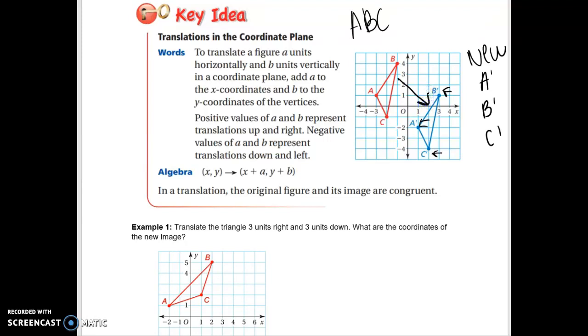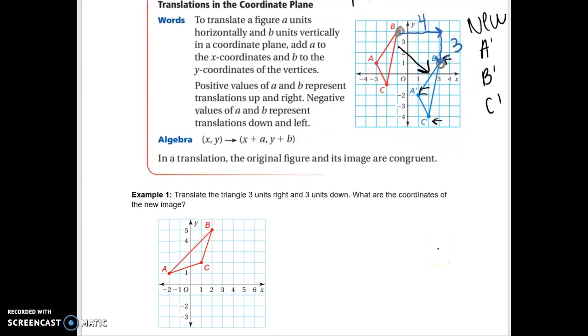So as you can see, the figure is the same size and the same shape. It was just moved. And then to figure out how much it's moved, you go from the same B points. So from here to here, and you can see that it has moved 1, 2, 3, 4 to the right, and then 1, 2, 3 down. So that's what you do to every single point, and that is a translation.